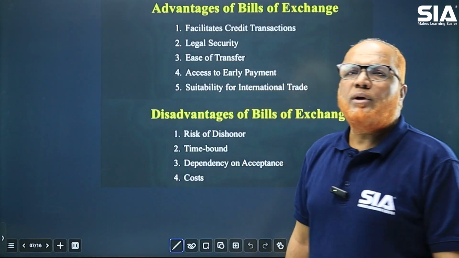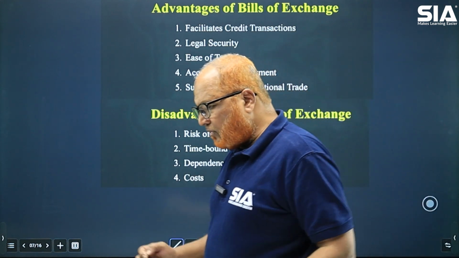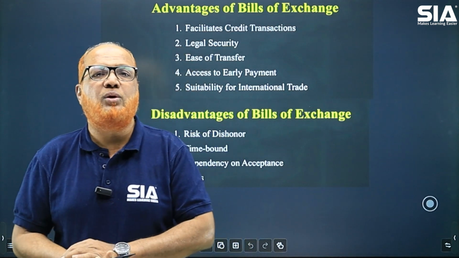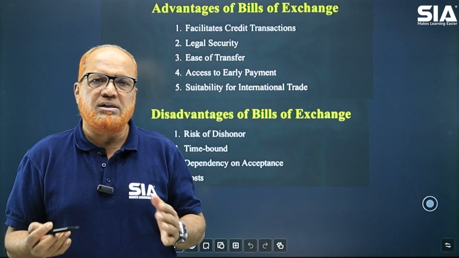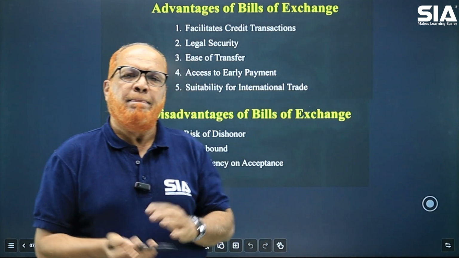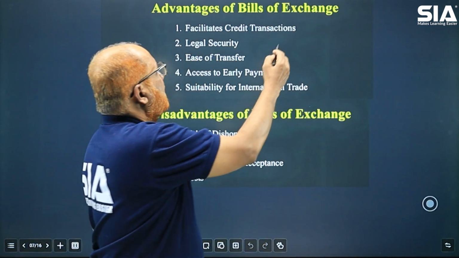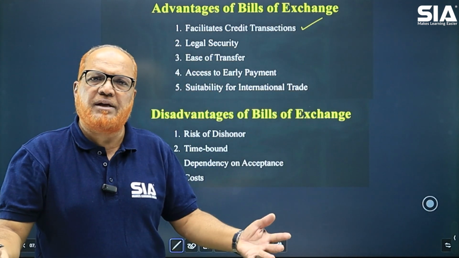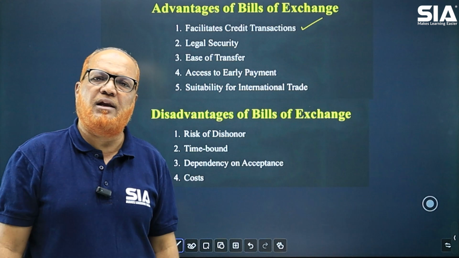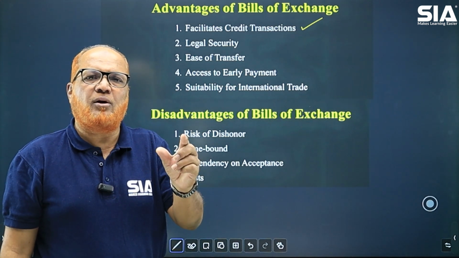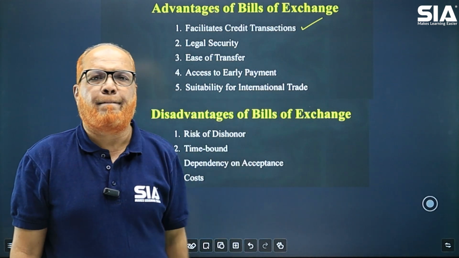Now, I'm going to explain to you the advantages and disadvantages. In examination, you may get a theory question about advantages and disadvantages. Many advantages are there and few disadvantages. The main advantage is that it facilitates credit transactions. A simple example is the buying and selling of goods. The seller has given some time period, called the credit period, to the buyer.